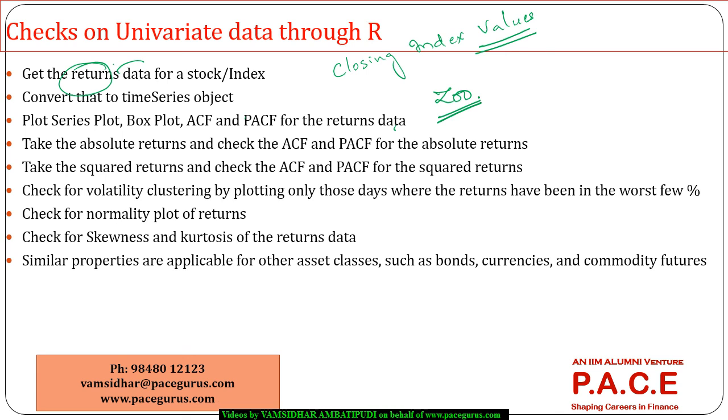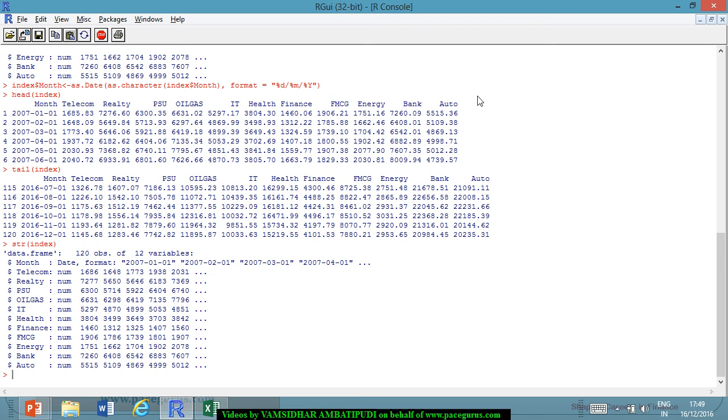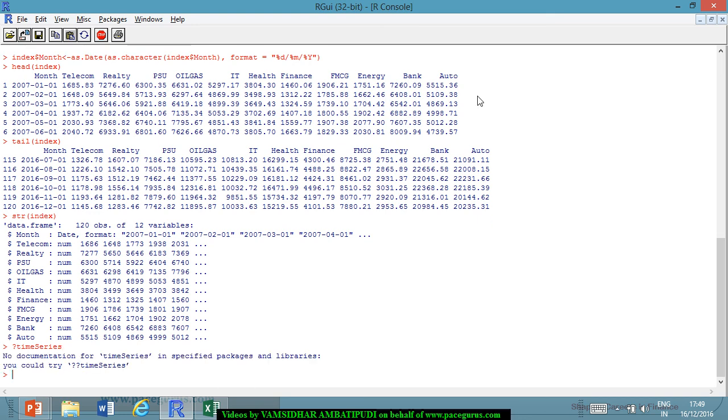So let me look at, if I'm talking of time series. So let me talk about time series as an object. Okay, so I need to load fBasics first of all, right? So let me load the fBasics.